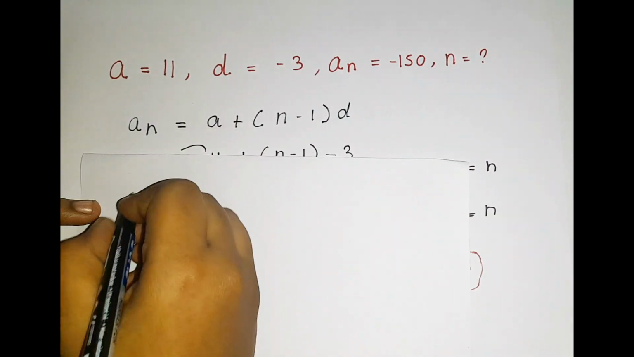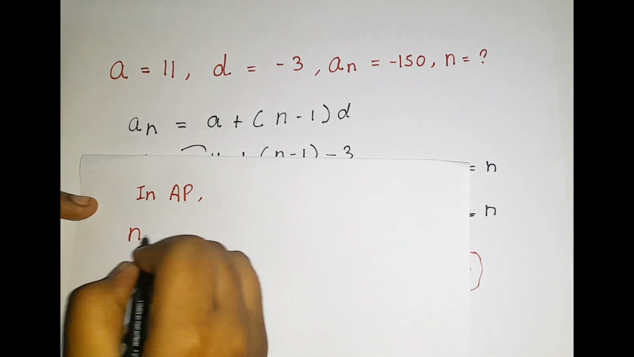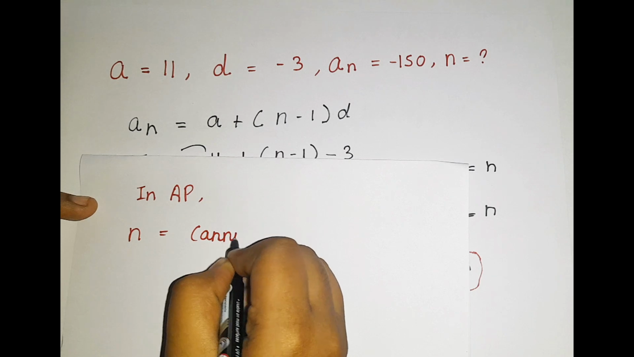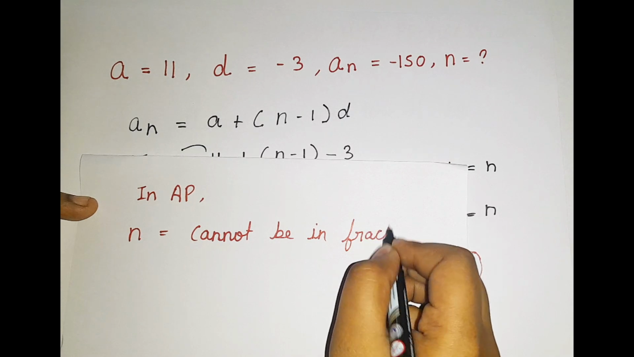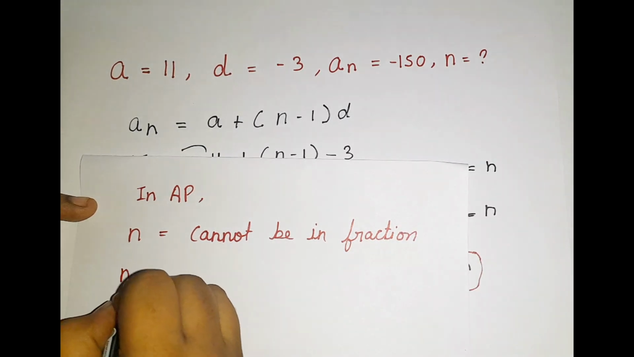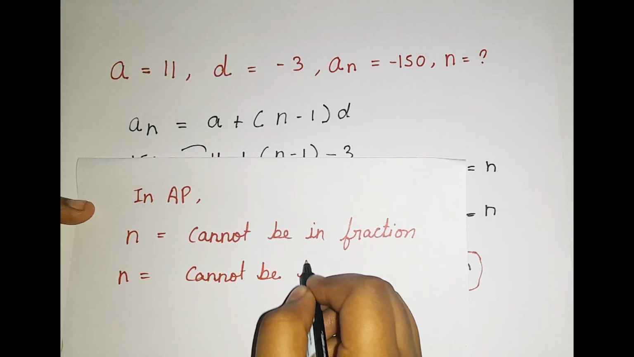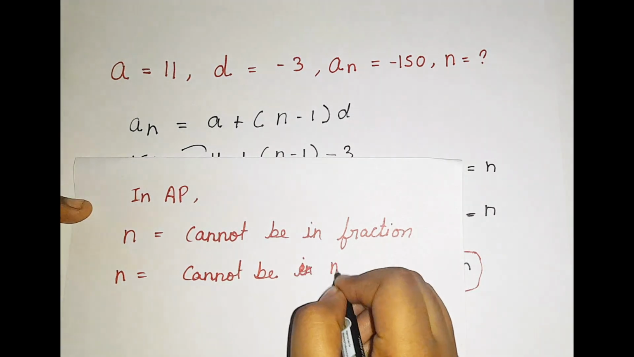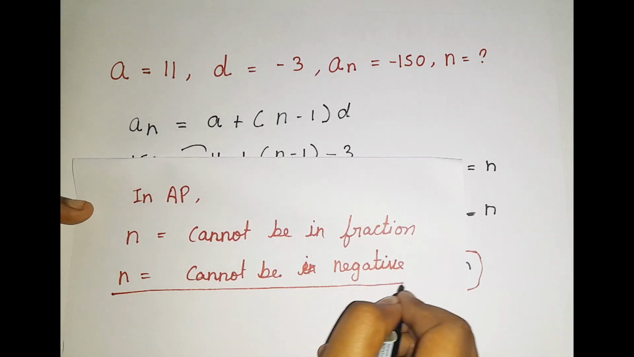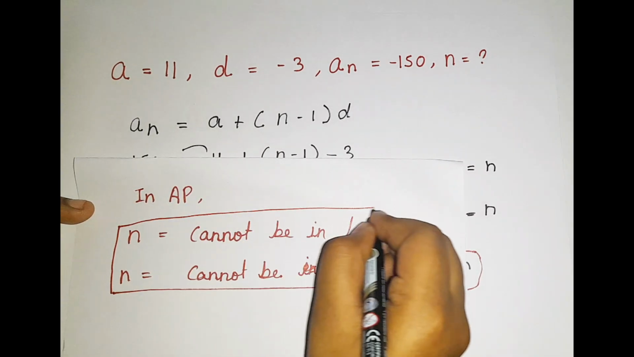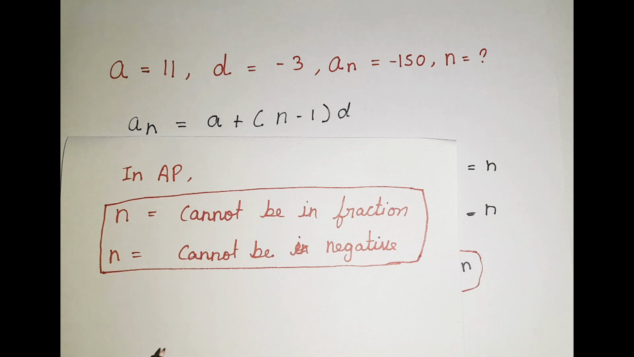So I'll write it here. In AP, which means arithmetic progression, n cannot be in fraction, and one more thing is n cannot be negative. Why? Because this is a rule, guys. So we are supposed to follow this rule. Remember, guys, in arithmetic progression, n cannot be in fraction, as well as it cannot be in negative form.